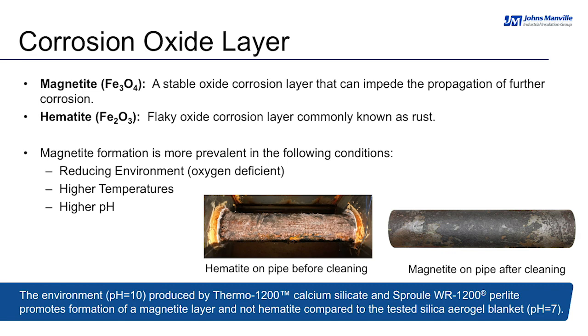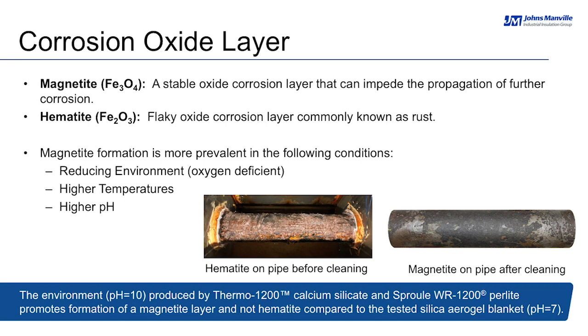We did see some of that on the pipe surfaces at the end of the testing, as you can see in the image on the left. But the oxide that we found most prevalent on the calcium silicate and perlite was magnetite. Unlike the hematite, the magnetite formation was very durable, uniform, and incredibly difficult to remove from the pipe surface. So we have listed 3 environmental conditions on the slide that drive that mechanism from hematite towards magnetite.